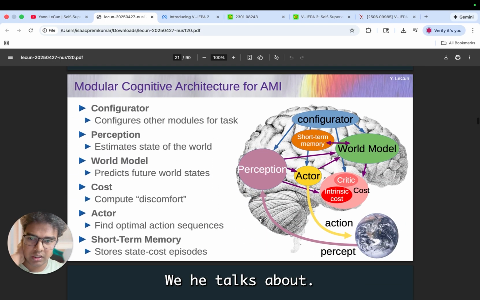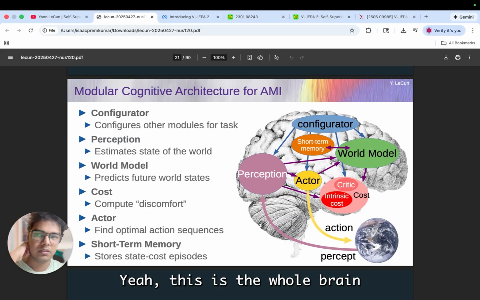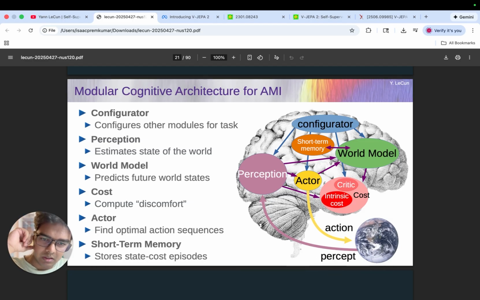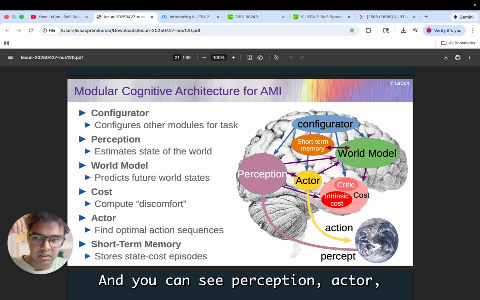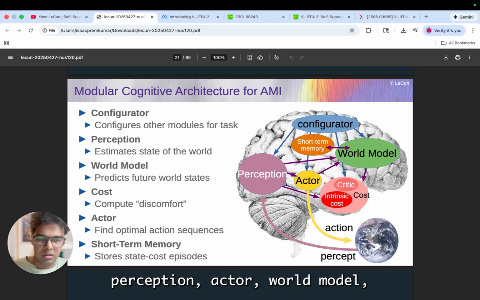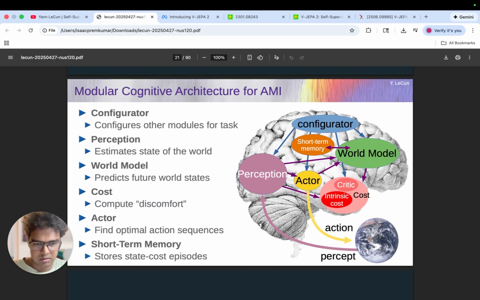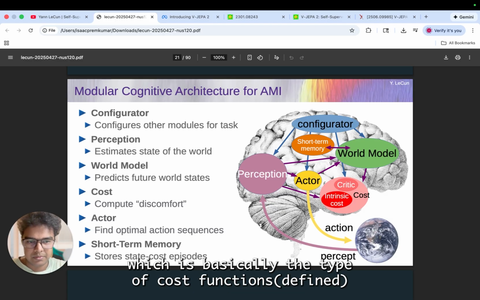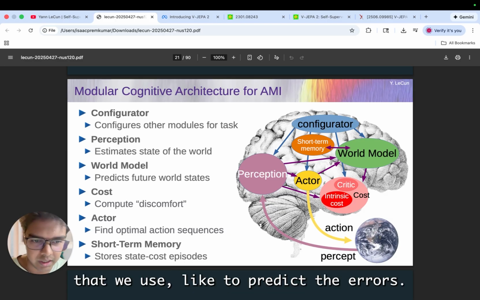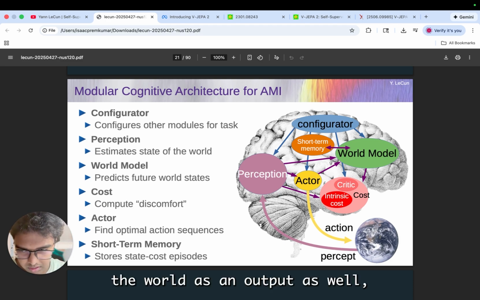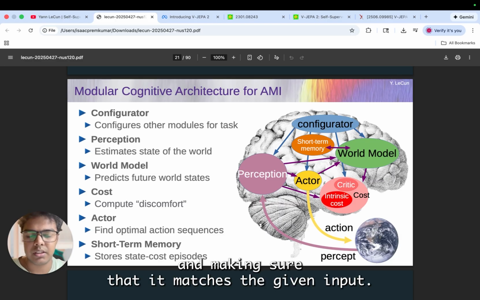Moving on, he talks about the brain and the different parts of the brain that mimic the task of a world model. And you can see perception, actor, world model, critic, cost or intrinsic cost, which is basically the type of cost functions that we use to predict the errors. And we have to represent the world as an output as well, making sure that it matches the given input.